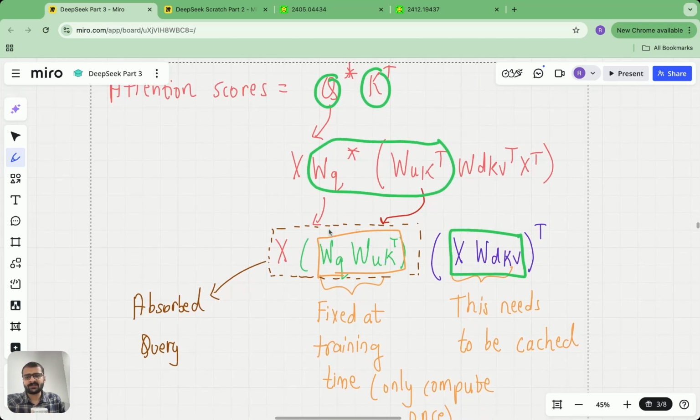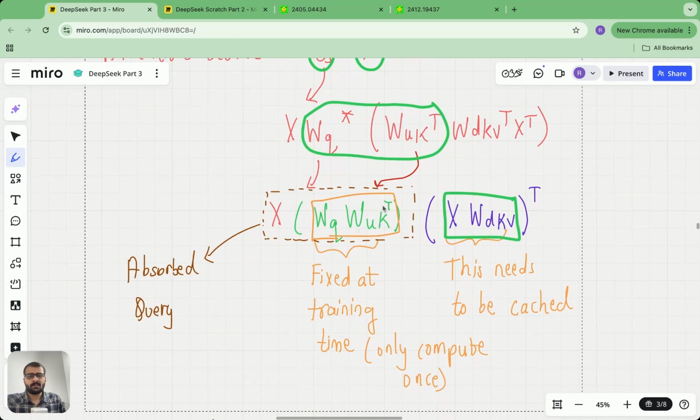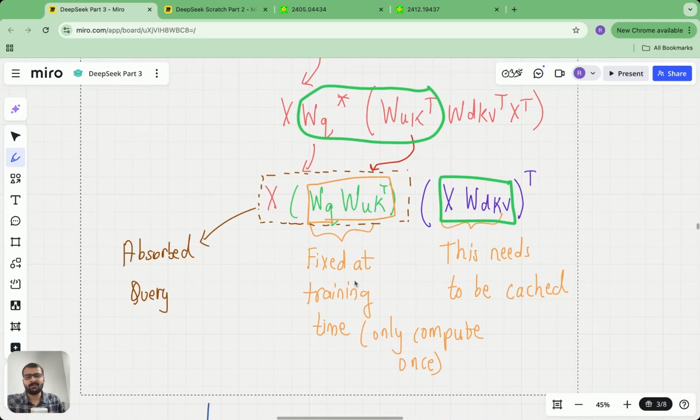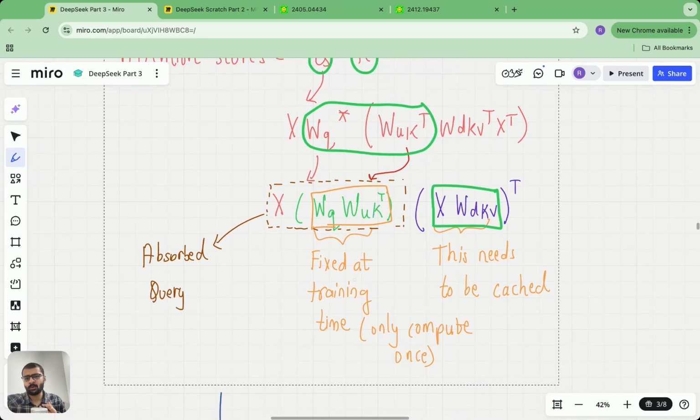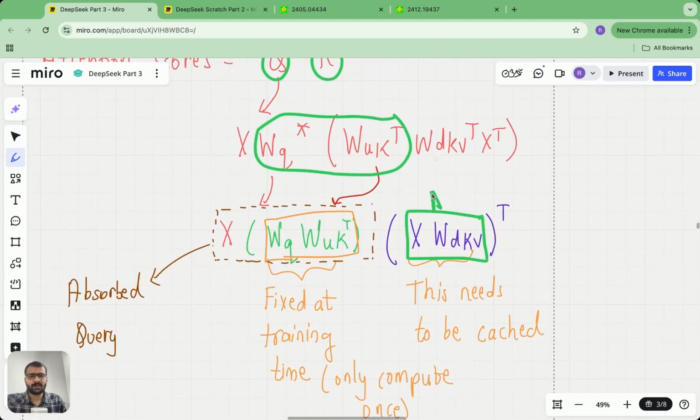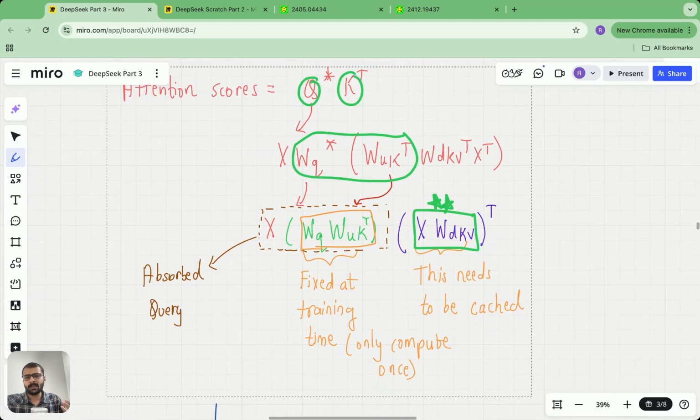Whenever a new query comes in, it's multiplied with WQ and also WUK transpose. Both of these matrices are fixed at training time, so we don't need to cache them or compute them again. The only thing that needs to be cached is the latent matrix of the inputs. This is the main thing you need to understand about why latent attention really works. If you have not gone through the multi-head latent attention mechanism, please go through that, because there we cover this absorption trick in a lot of detail.